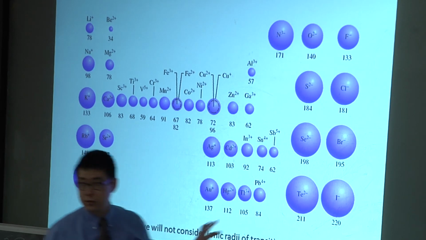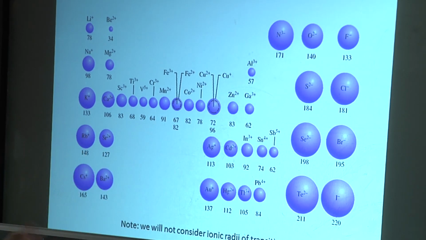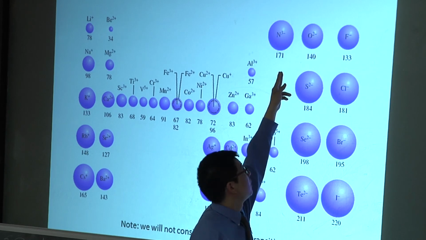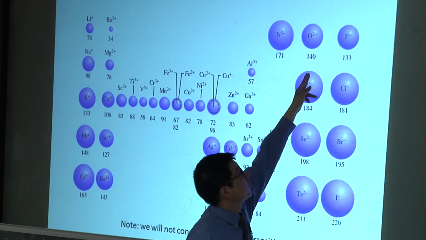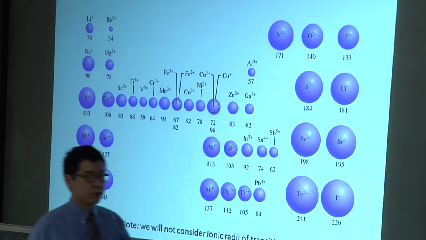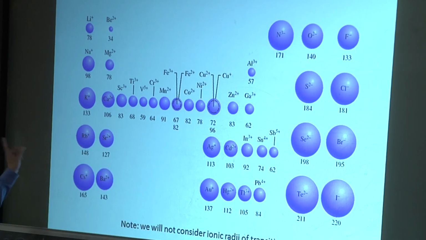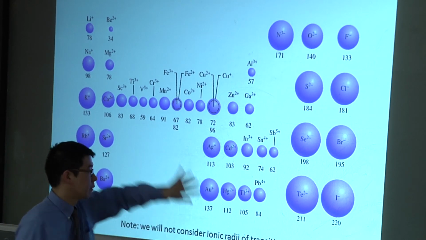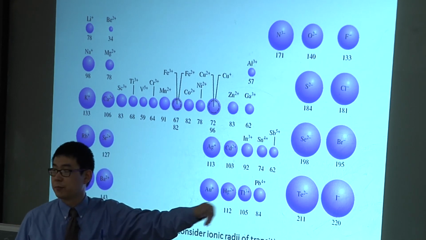Group 4 tends not to form ions. Carbon, we don't really think about carbon plus, carbon minus that much. And once we get to group 5, nitrogen is -3, oxygen is -2, fluorine is -1. So the general trend is big to small: big on the left, small on the right, except you have to separate your cations from your anions.